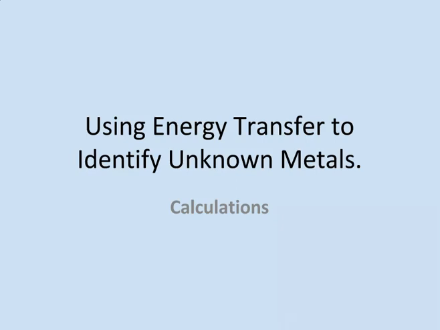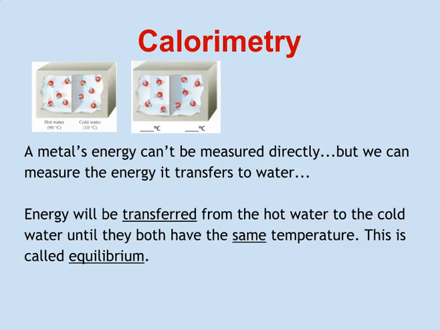We're going to talk about using energy transfer to identify unknown metals. All right, let's get started. We've already talked about calorimetry a little bit and how energy transfers from hot objects to cold objects. So if you take a look at this picture up here, we have hot water and it's transferring its energy to cold water through that metal barrier or that metal plate.